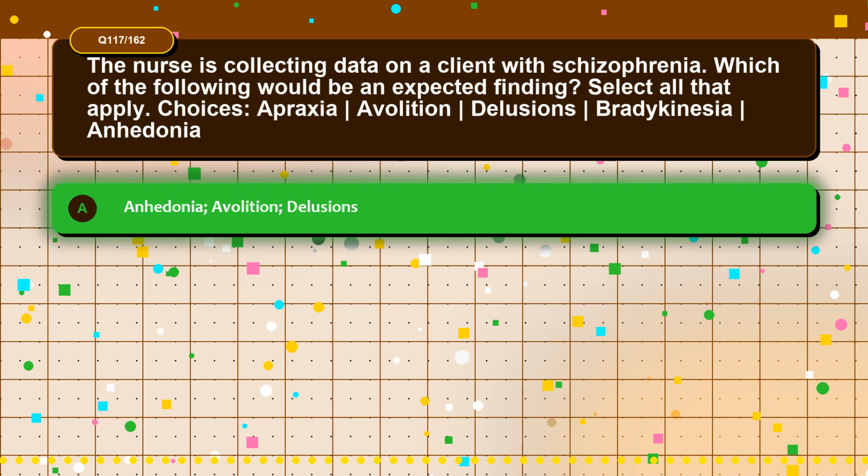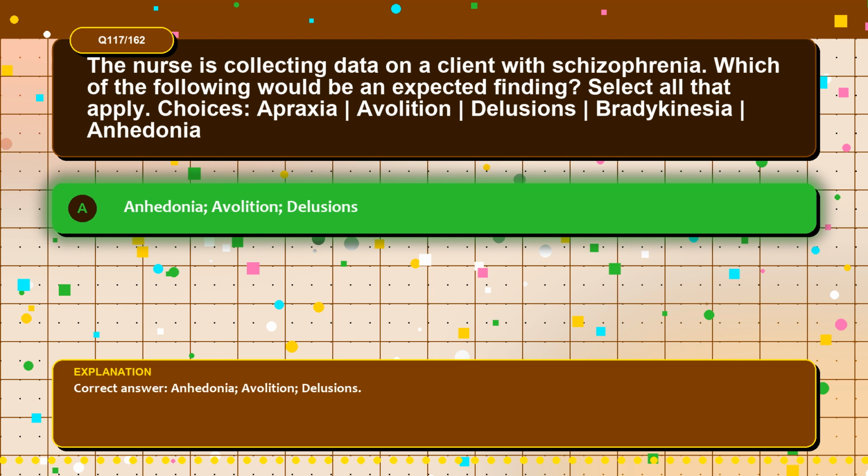The correct answer is option A. Anhedonia, avolition, delusions. Correct answer: anhedonia, avolition, delusions.